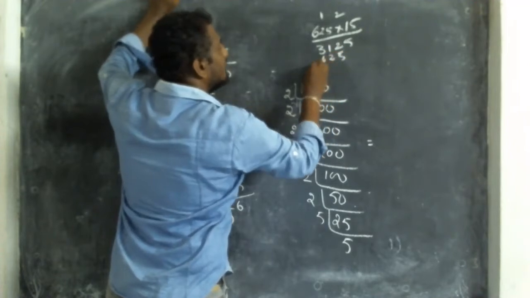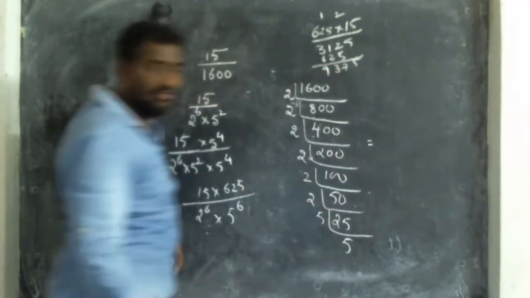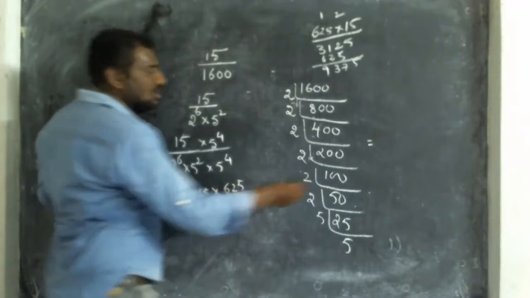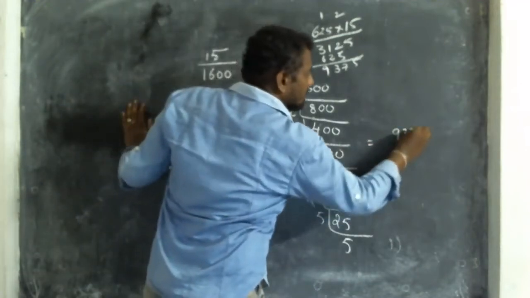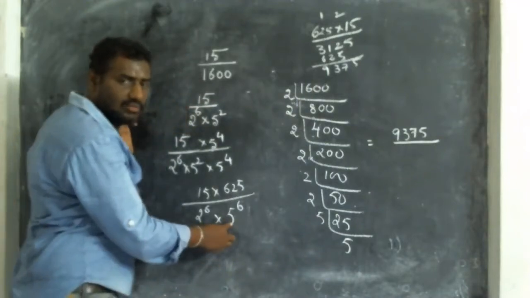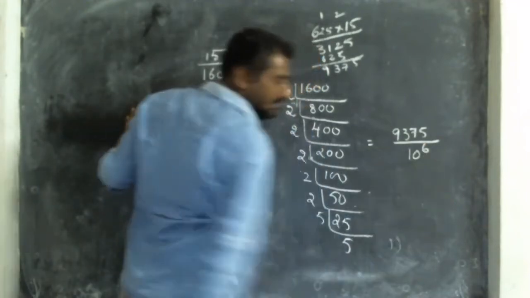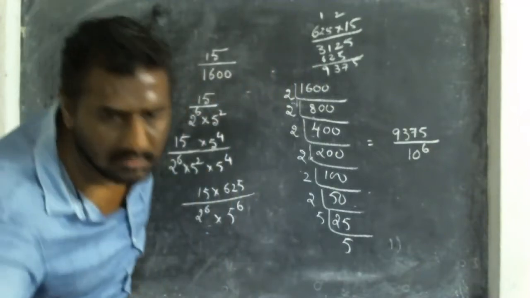If you multiply these two, I am getting the answer as 9375. By 2 5s are 10, I write it as 10 power 6.